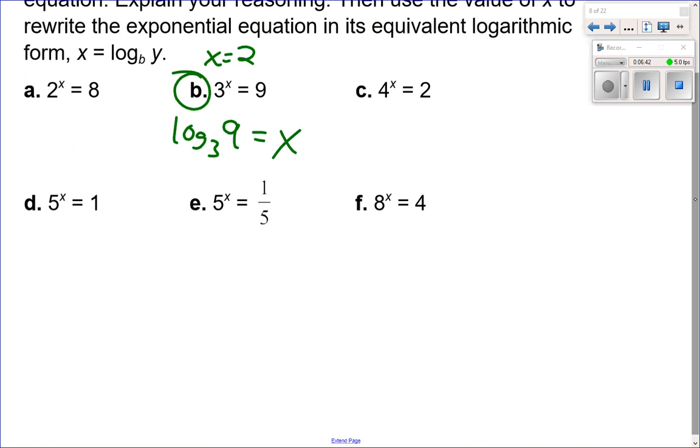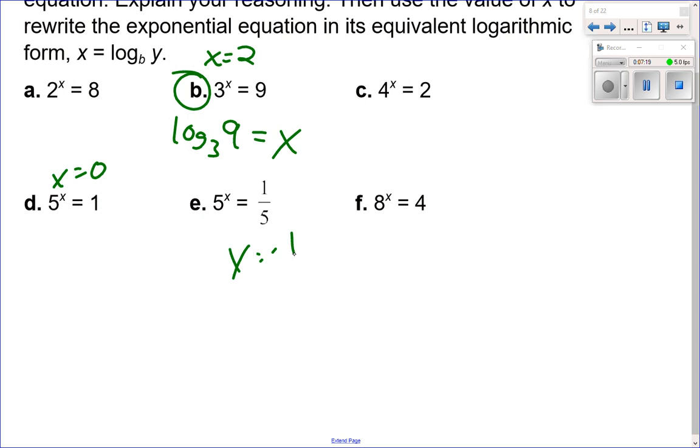Some of these you have to think a little bit more for, like 5 to the x. What power do you raise 5 or anything to get 1? 0. What power do you raise 5 to get 1/5? What is it? -1. And then finally, what power do you raise 8 to get 4? Does anybody think they know the answer to that one?